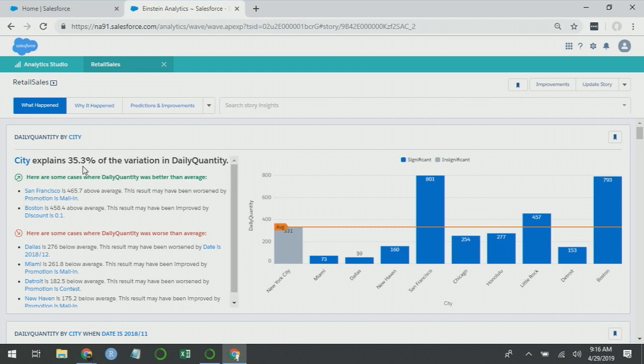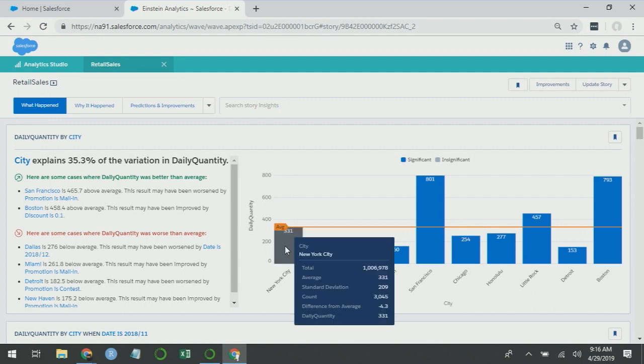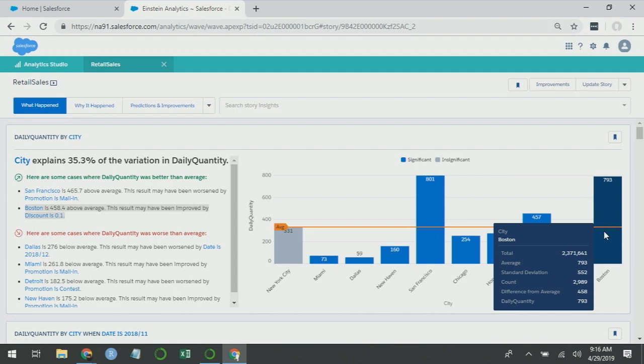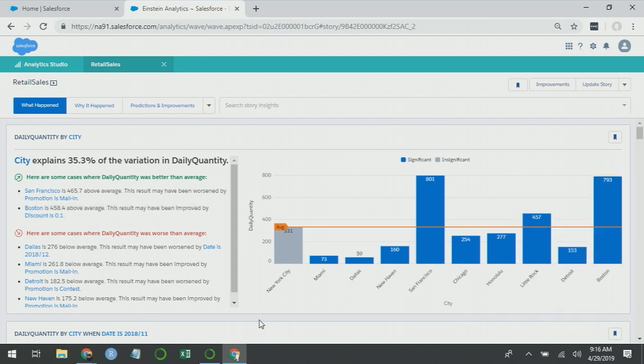We could say that city has the strongest predictive impact on daily quantity. Now looking at the bar chart here, you'll see that we have New York City, Miami, Dallas, New Haven. Clearly these are not sorted alphabetically. As I alluded to earlier, these are sorted by frequency. So if I mouse over New York City, I'll see the count is 3,045. And if I mouse over Boston, you'll see the count is 2,989. The benefit of this is that I can see the bars that have the biggest impact on my business as they'll be towards the left. They represent a larger proportion of my business.